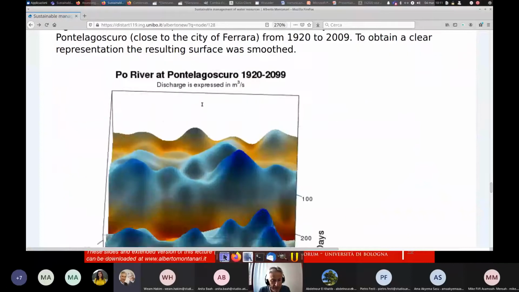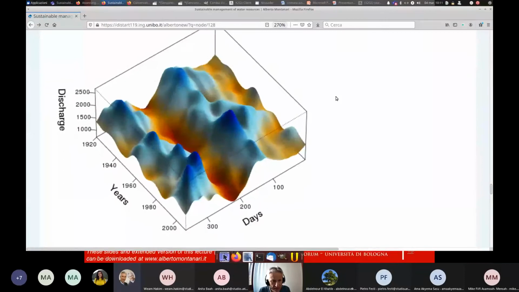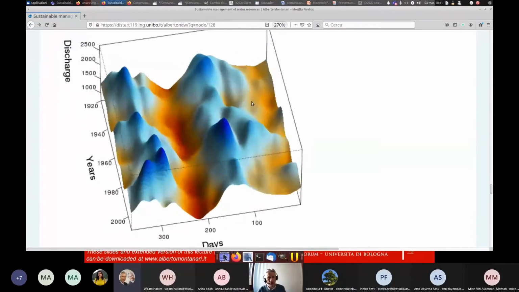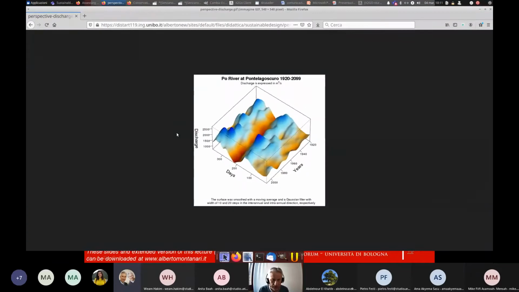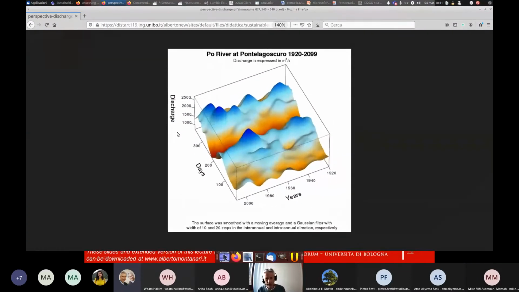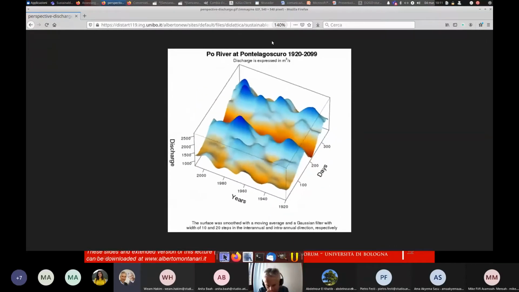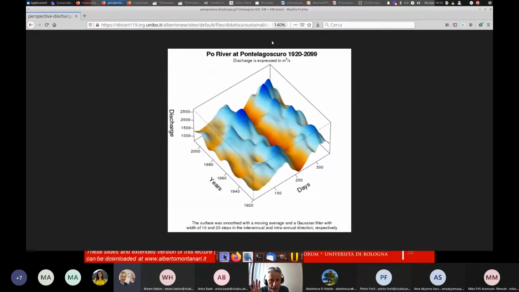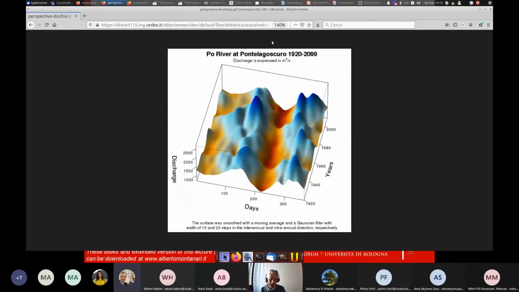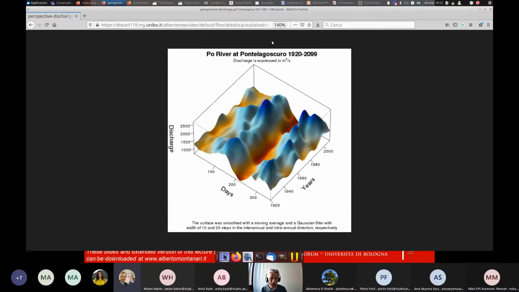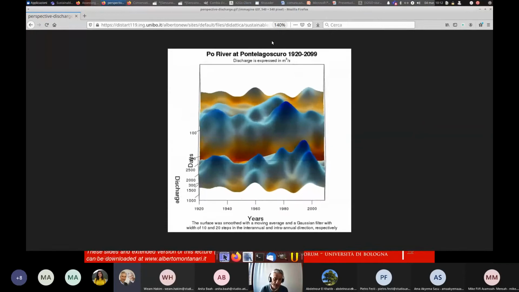Now, let me give you an example of a time series which is displayed in a quite unusual manner. This is a creation of mine, so I take the responsibility. If you don't understand this figure, it's my fault. This is the Po River at Ponte Lagoscuro, which is conventionally the closure cross section of the Po River. What does closure mean? It means that at Ponte Lagoscuro, conventionally, is located the end of the Po River before getting into the delta.